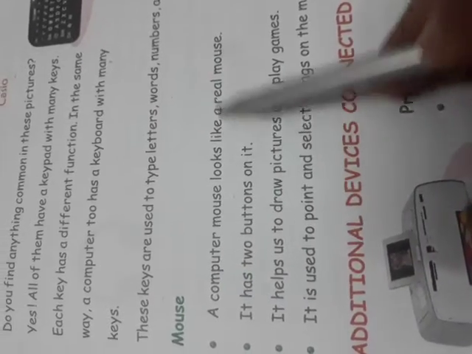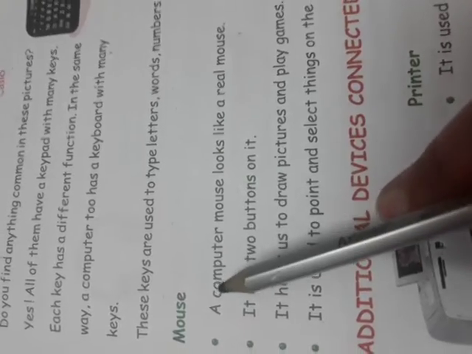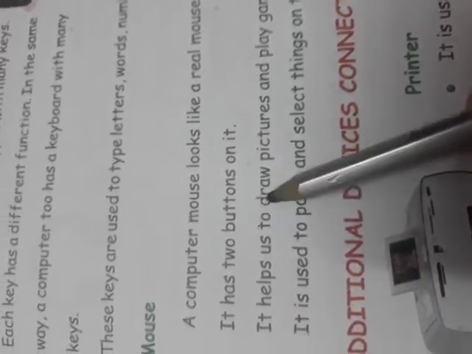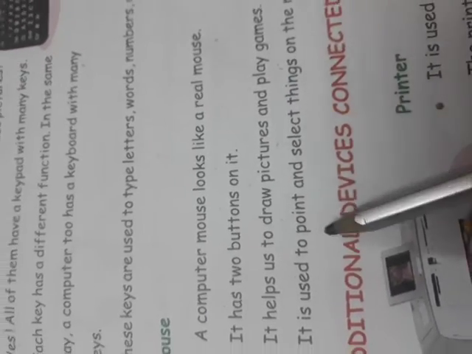A mouse looks like a real mouse because it also has a tail like the real mouse. It has two buttons on it. You know very well, two buttons and one scroll wheel right in the middle, and this is the tail. And why do we need mouse? It helps us to draw pictures and play games. And it also helps us to point and select things on the monitor.